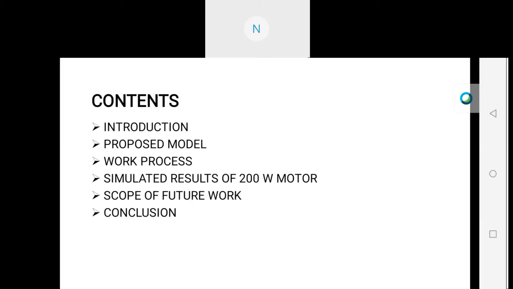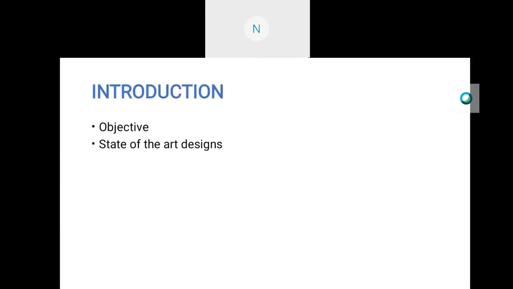Okay, continue. Okay, sir. Now coming to contents, it provides introduction, proposed model, work process, simulated results of 200 watt motor, scope of future work, and conclusion. Now coming to introduction, objective. Our objective is to design a ferrite magnet assisted synchronous reluctance motor for EV applications. We are aiming at an efficient and low cost ferrite magnet motor.